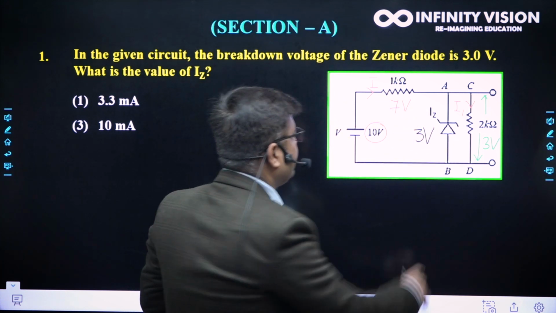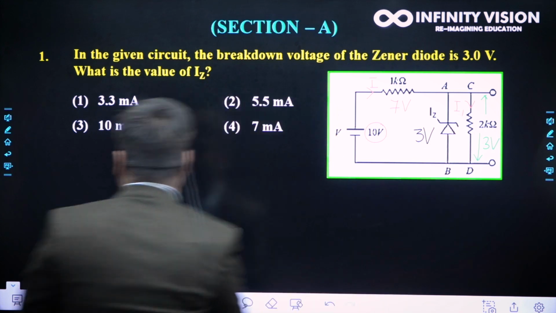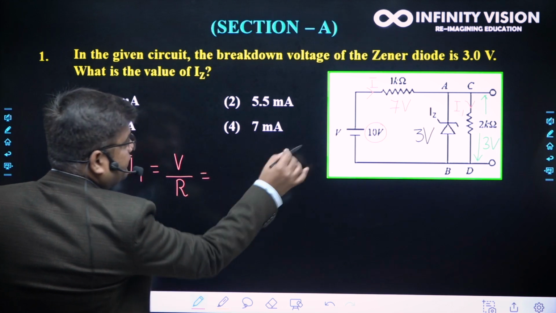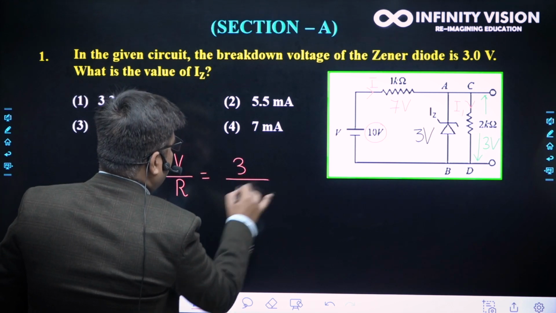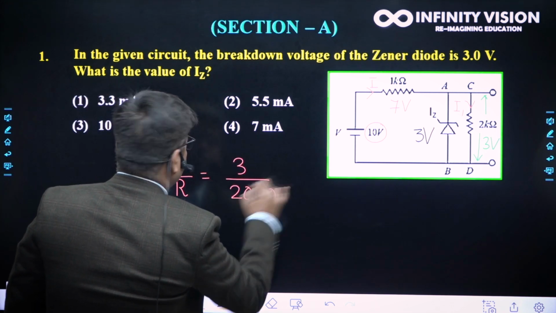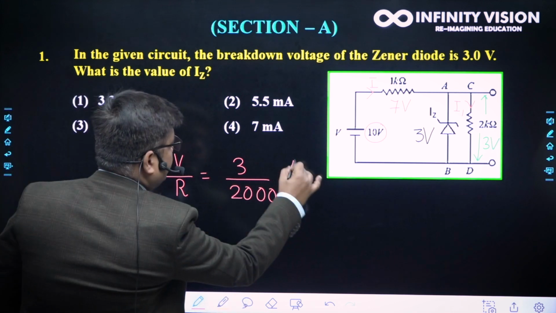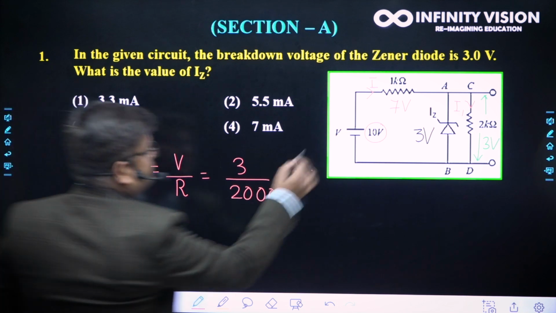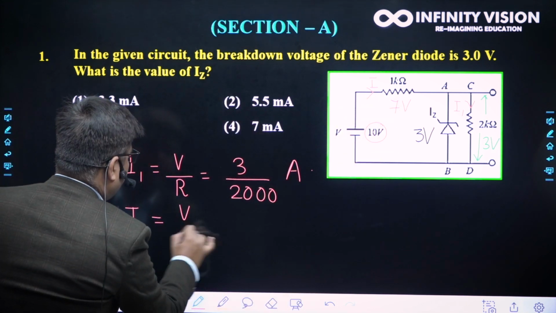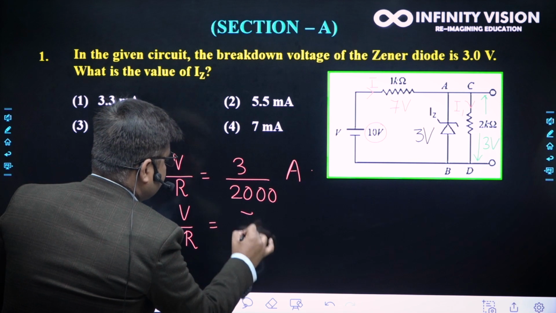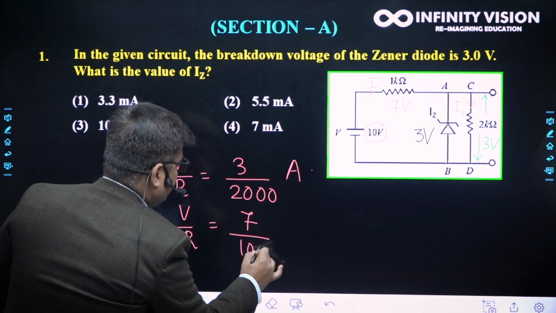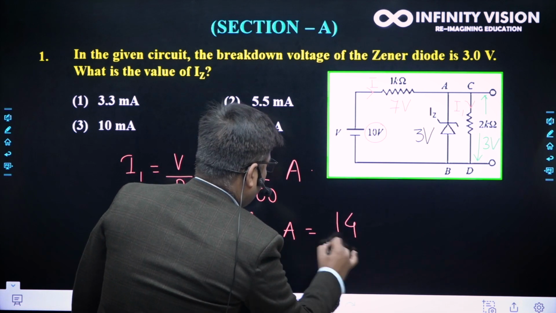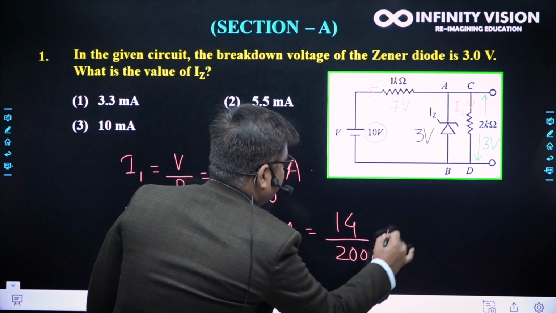So now if we calculate the current I1, it will be V by R, and V is 3 and R is 2000 ohm. So I1 will be 3 by 2000 ampere. And if we calculate capital I, it will again be V by R, and V is 7 and R is 1000 ohm, which can be written as 14 by 2000 ampere.